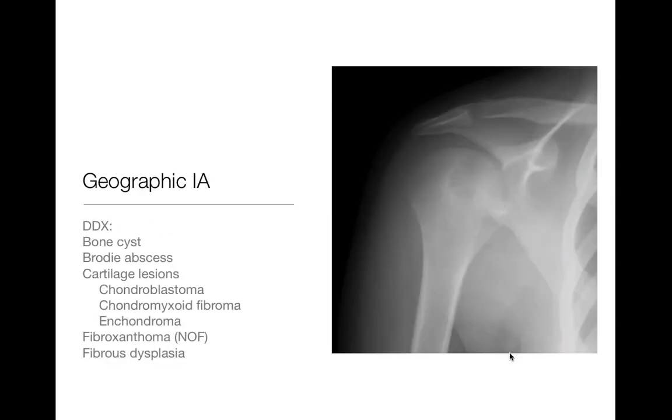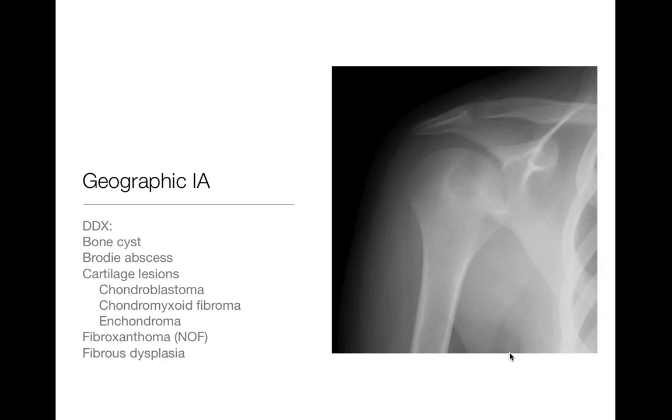This is a basic differential, not complete, but common things you would see for geographic 1A lytic lesions. And all these things on the differential are benign things. Notice infection is going to creep on there. Infection is going to be pretty much in every differential for a bone lesion. Infection can look like all kinds of different things, and it's always good to keep in mind that what you're looking at may not actually be a tumor, but may in fact be infection.